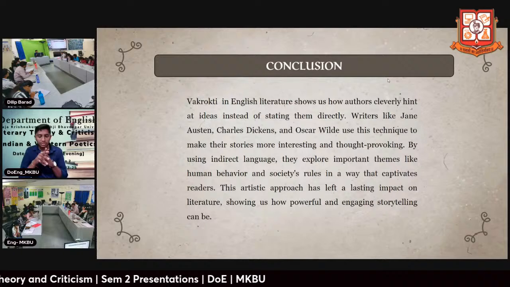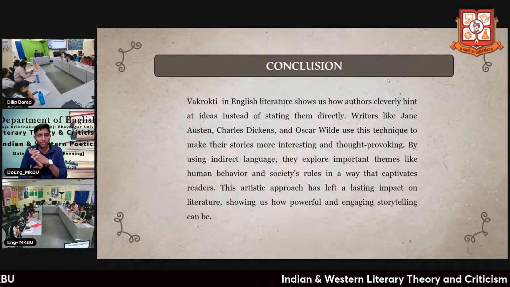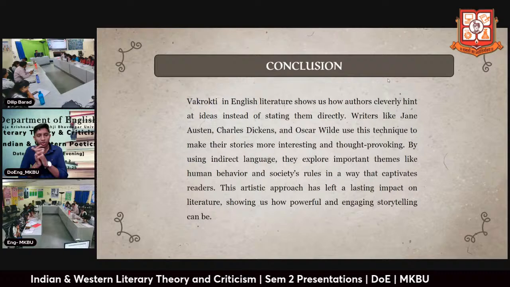They explore important themes like human behavior and society's rules in a way that captivates readers. This artistic approach has left a lasting impact on literature, showing us how powerful and layered storytelling can be.